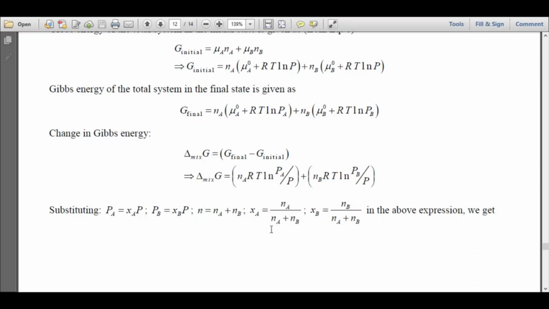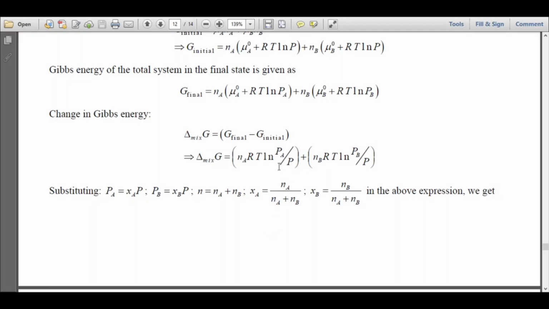Now we'll use some common expressions. We know partial pressure is equal to mole fraction times total pressure. So I can substitute Pa by P as XA, the mole fraction of gas A. Similarly, Pb by P as XB. Similarly, I'll multiply by N. What is N? N is the total number of moles, the number of moles of gas A plus the number of moles of gas B, so N is equal to Na plus Nb. So I'll multiply by N and divide by N. If I multiply here, I'll get an N term in the numerator, and if I divide by N, I can write that N as Na plus Nb. So I'll get Na by Na plus Nb, which is XA, the mole fraction of gas A.